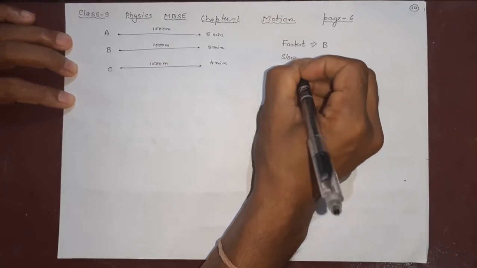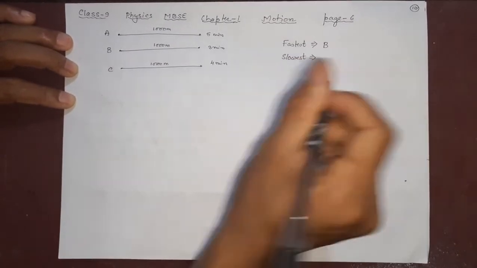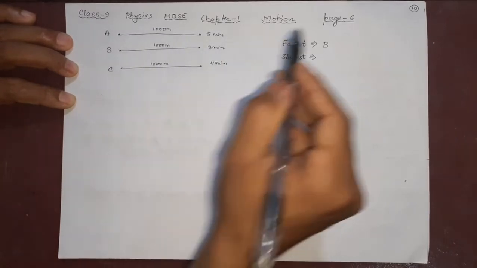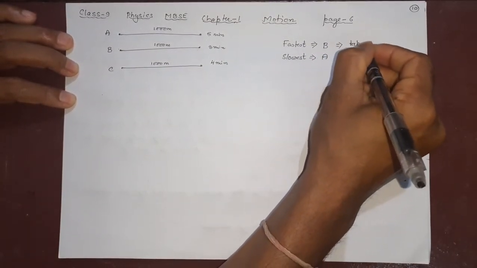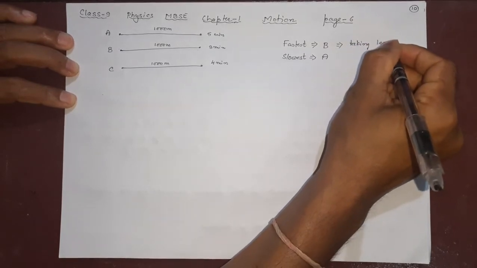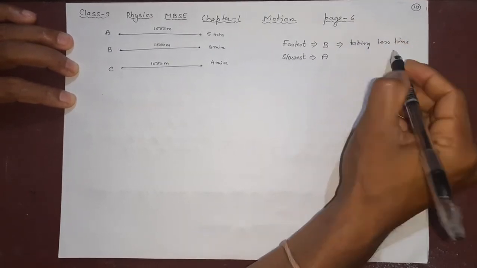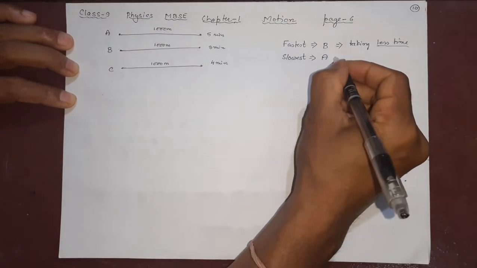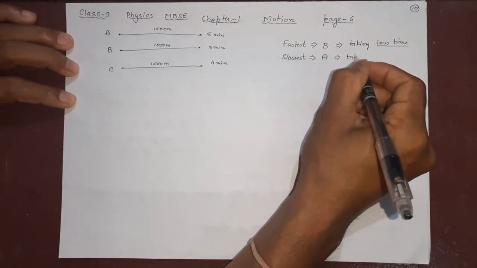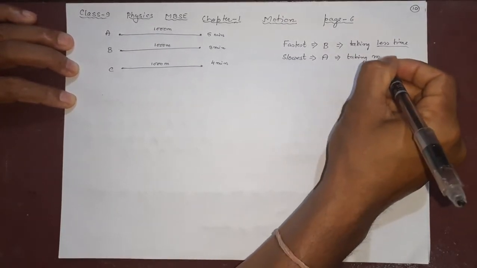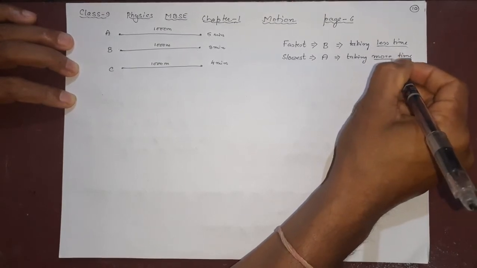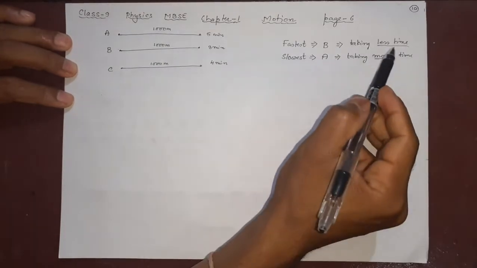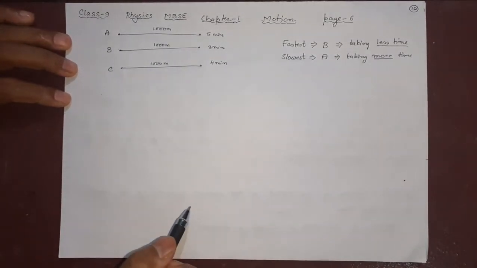Slowest, which one is the slowest? Fastest is B, slowest is A. Why? What is the reason? Taking less time. Important. Okay, try to understand. Less time. This is the slowest. Why? It is taking more. The more and less is important. Okay, more time. Now we will try to make this formula from there.